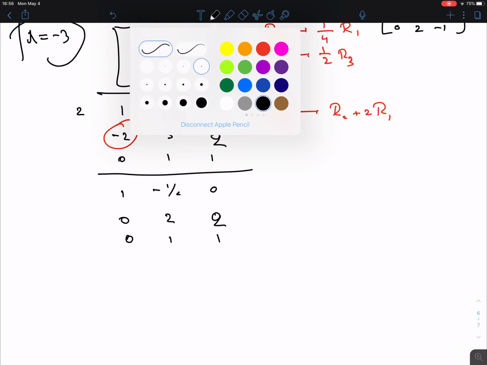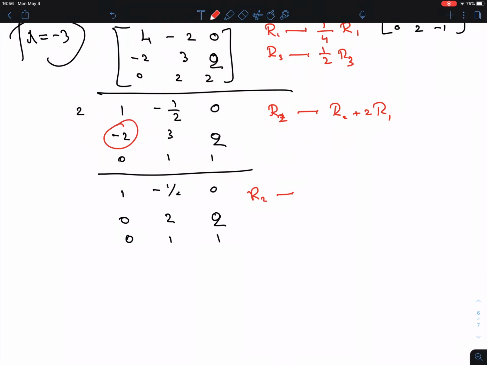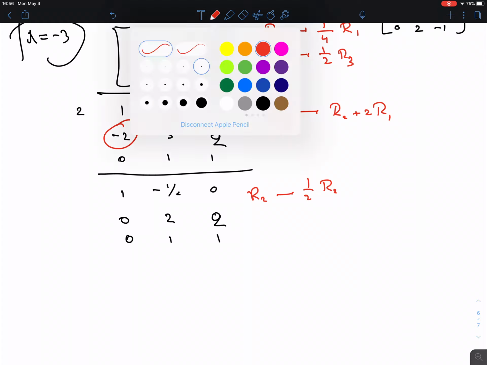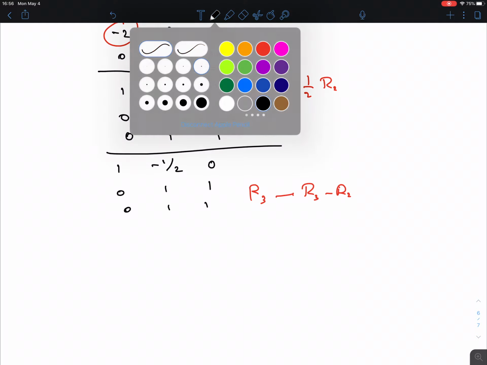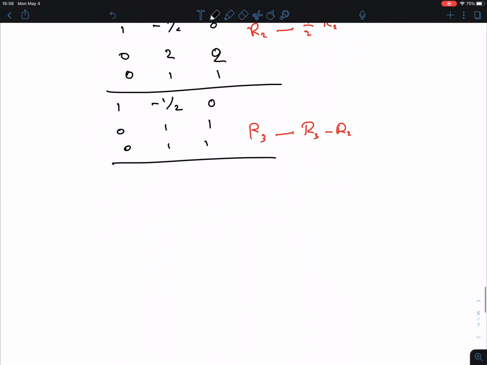So again, let's divide row 2 by 2. I could have done the other thing too. Okay, 1 minus a half, 0, 0, 1, 1, 0, 1, 1, and now, of course, get rid of the last row. That gives us the echelon form. It's not reduced, so we're going to have to do one more step.